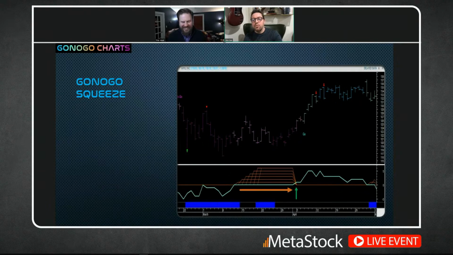But in this chart, we know it should find resistance. It didn't. So that's a cause for concern. And a breakout of a squeeze in either direction can lead to something significant.